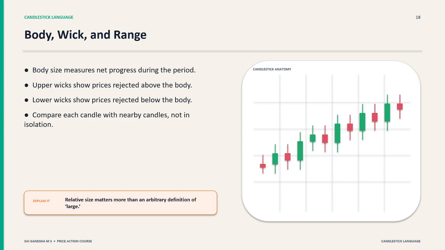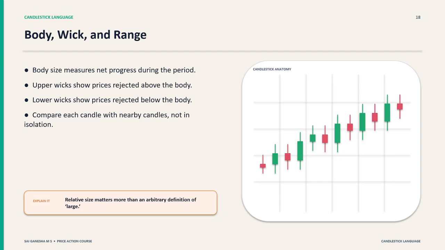Now, how do we decide whether a candle is large or small? We compare it with the candles around it. A 20-point candle may be large on one chart but completely normal on another chart. So there is no fixed number that makes a candle large. Always compare it with the recent candles.